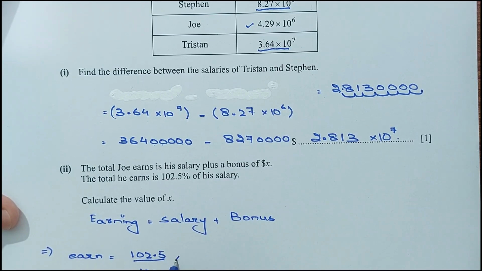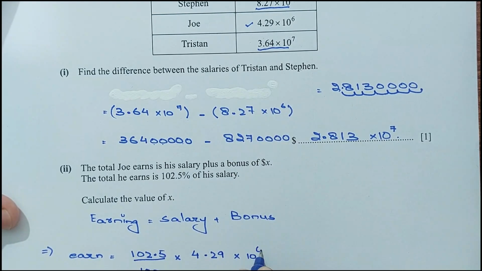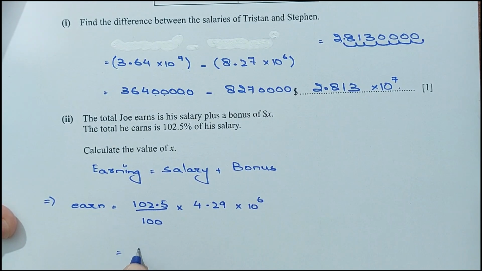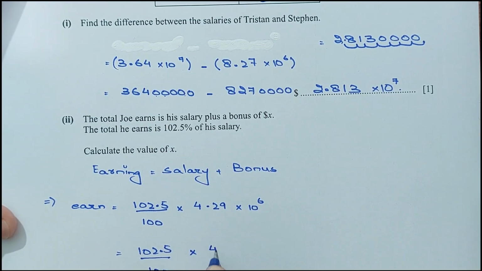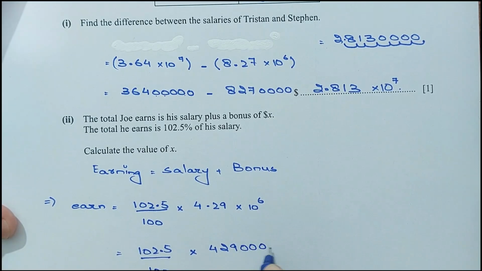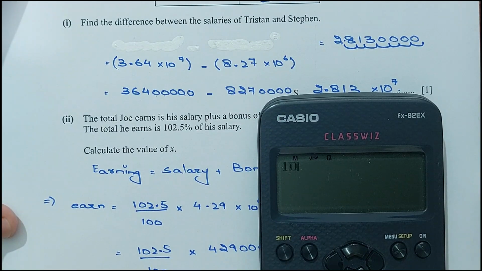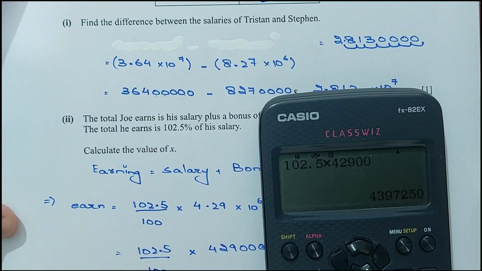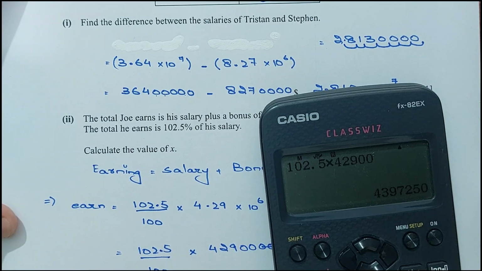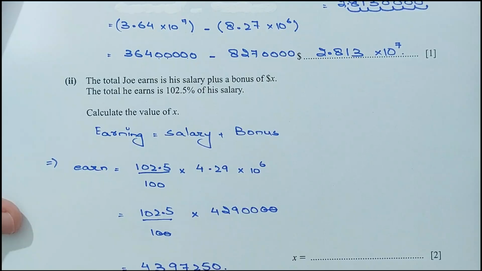So from here the total he earned is 102.5% of his salary, which is 4.29 times 10 to the power 6, or we can say 102.5 divided by 100 times 4290000. The zeros cancel out, so we have 102.5 times 42900. That is the earning, 4397250. All right, calculate the value of X.